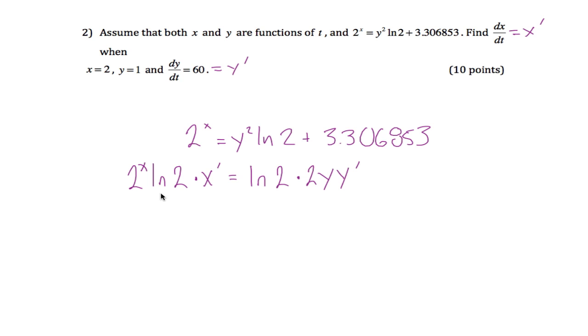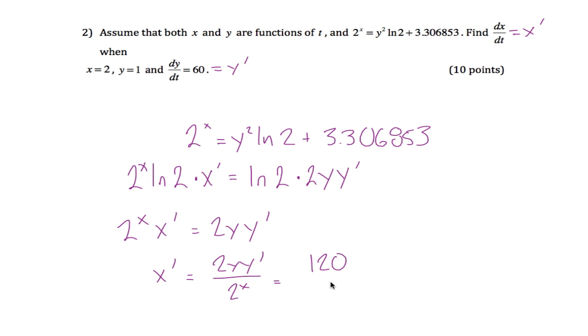And now what maybe you'll notice, I was hoping you'd notice, is you have a natural log of 2 on both sides of the equation. So we get x prime with 2 to the x times x prime equals 2 to the y times 2 times y prime. These natural logs of 2 cancel out. And so therefore x prime is 2y y prime over 2 to the x. We know that y is equal to 1, y prime is equal to 60. So 2 times 60 times 1 is 120. And then 2 to the x is 2 squared is 4. We get x prime is 30.